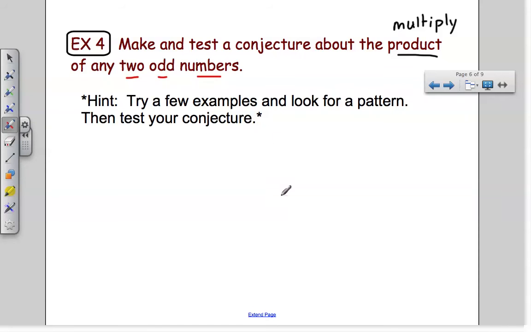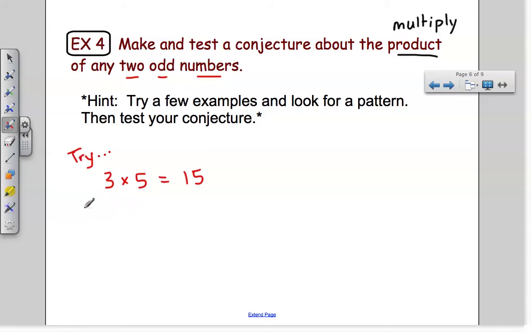So what do I know about when I multiply any two odd numbers? So I wrote a hint here. If you're supposed to make and test a conjecture, the first thing you've got to do is look for a pattern, right? So try a few examples. Look for the pattern and then make our conjecture and test it out, see if it works. So I'm supposed to multiply two odd numbers. All right, let's try it out. Product of two odd numbers, how about 3 and 5? Those are odd numbers, right? So I'm going to multiply them because that's what I'm supposed to do, find the product, and I get 15.